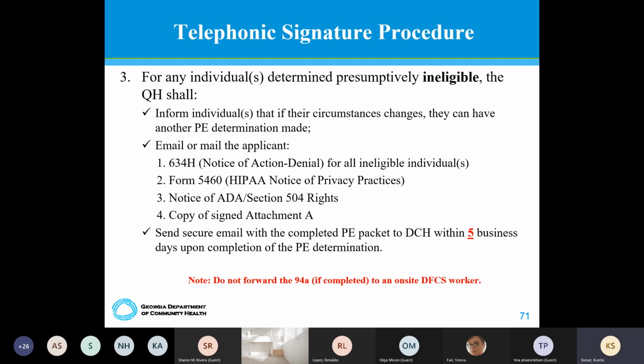If you determine that a person is ineligible, again, remind them if their circumstances change, they can come back and reapply for PE. And then this is what you're going to be emailing or mailing to these particular individuals. The 634H, which is the denial notice for all ineligible individuals. The 5460, the notice of ADA, and the copy of the signed attachment A, and then within 5 business days, send your PE packet to DCH.